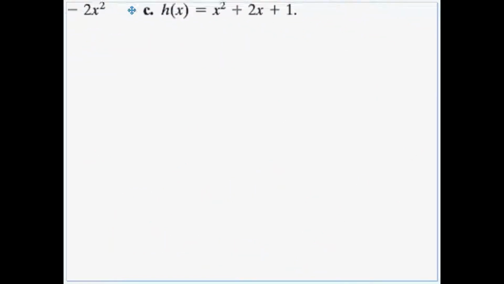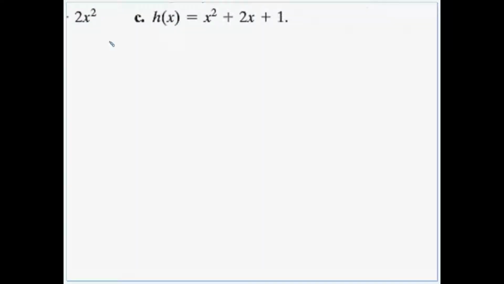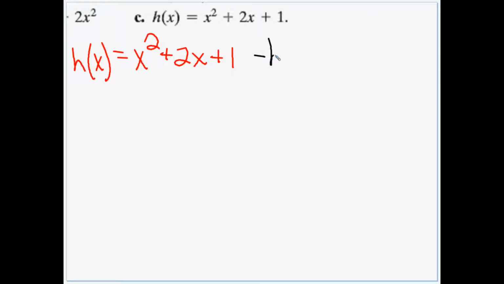Letter C, our last one. So this is h of x is x squared plus 2x plus 1. I'm going to negate that, negative h of x. So now the x squared term is minus, the 2x is minus, and the 1 is minus.